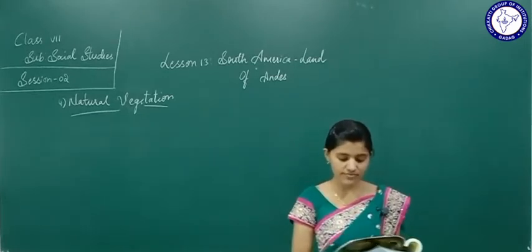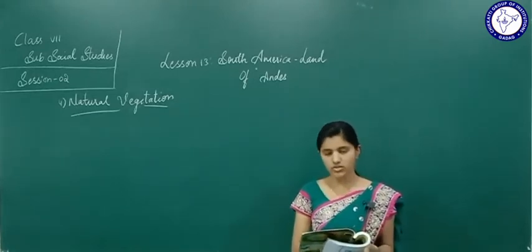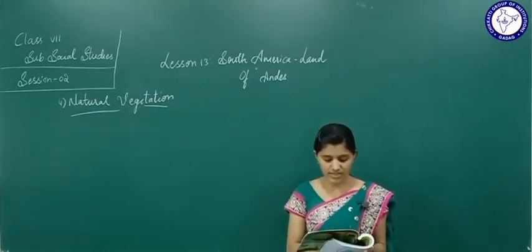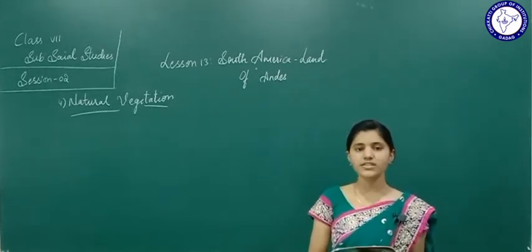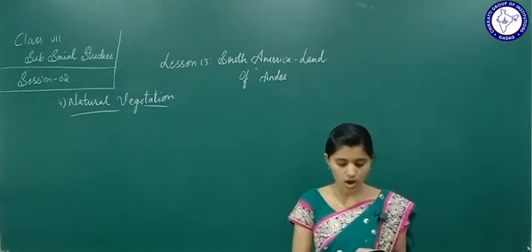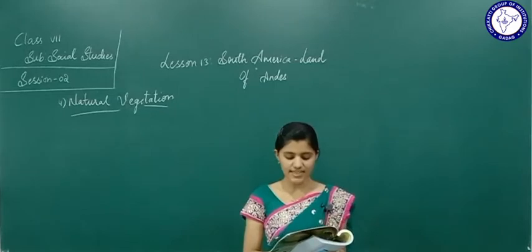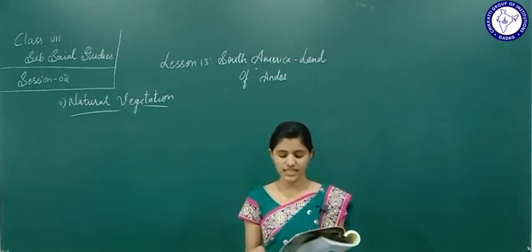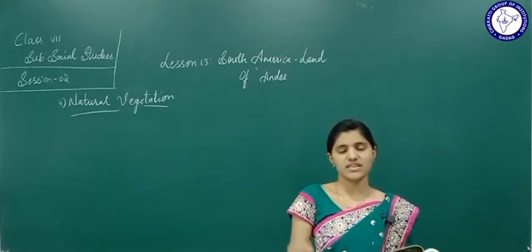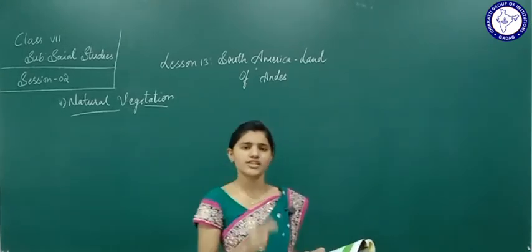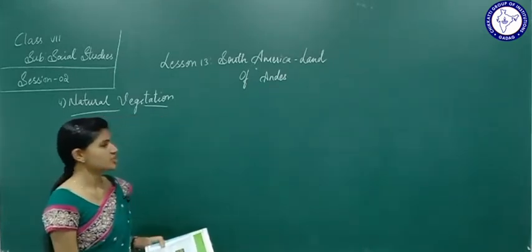Temperate deciduous forests are found on the lower slopes, and we can find coniferous forests on the higher slopes. Central Chile has the Mediterranean type of climate, which has trees and shrubs. Those trees and shrubs are evergreen. This is about the natural vegetation.